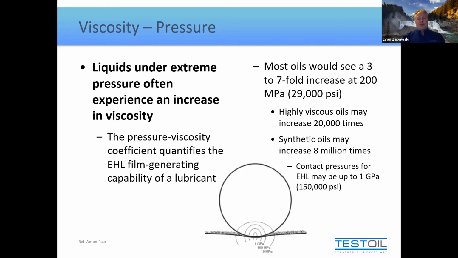So the net result of a pressure increase may cause a temperature increase, which may decrease the viscosity, but the net result is the increase due to pressure will outpace the decrease due to temperature, and pressure will always win. So the net result is the viscosity will increase. And you can see over on the right some other statistics about how much of an increase you may or may not expect. But when you get to the point of elastohydrodynamic lubrication, when you have a very small contact area and a very high pressure, you can get millions of fold increase in viscosity.